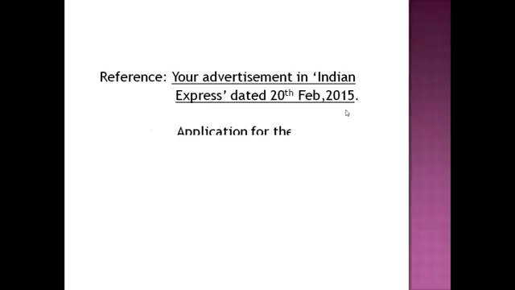Then you have the subject. In the subject you write: application for the post of assistant teacher. Now this is a standard and simple format that you can use in every application letter. Application for the post of professor, application for the post of clerk, application for the post of event manager, whatsoever is given in the question.